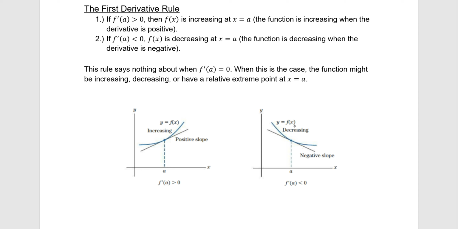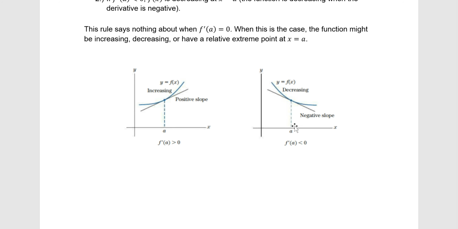If f prime of a is positive, if the derivative at a point is positive, that means the function is increasing at that x equals a point. Similarly, if the derivative is negative, f prime of a is negative, that means the function is decreasing at that x value. So positive derivative, the function is increasing. Negative derivative, the function is decreasing.